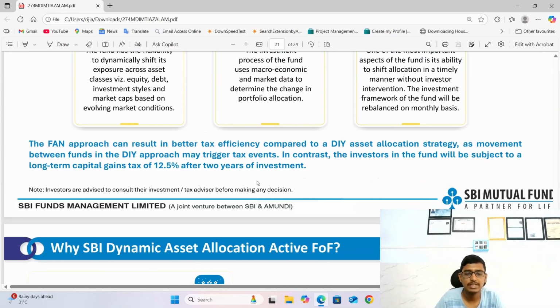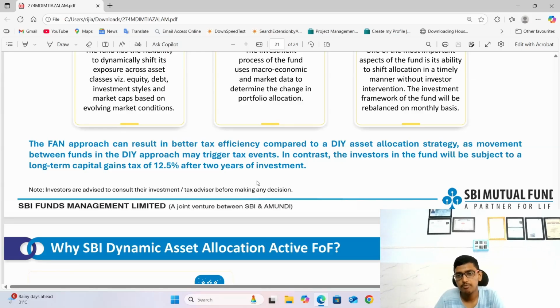The FAN approach can result in better tax efficiency compared to a DIY asset allocation strategy, as movement between funds in the DIY approach may trigger tax events. In contrast, investors in the fund will be subject to long-term capital gains tax of 12.5% after 2 years of investment.